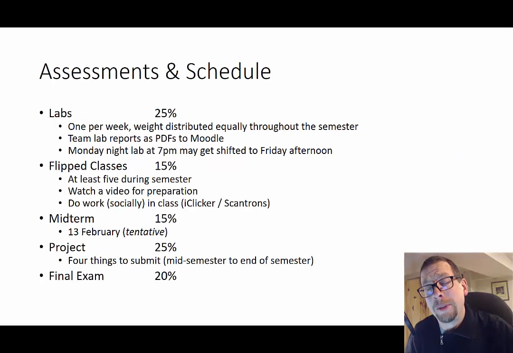There's going to be a number of assessments throughout the semester. There'll be 1 lab per week, worth a total of 25% of your grade. Basically divide up that 25% by the number of labs, and there will be team lab reports due the week after your lab on Moodle as a PDF.